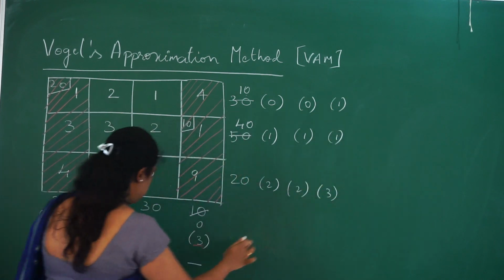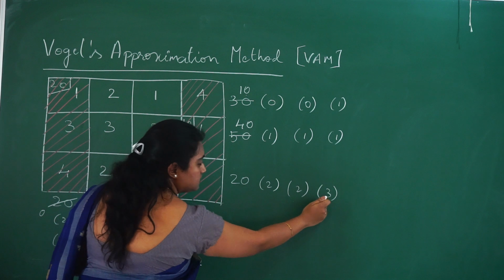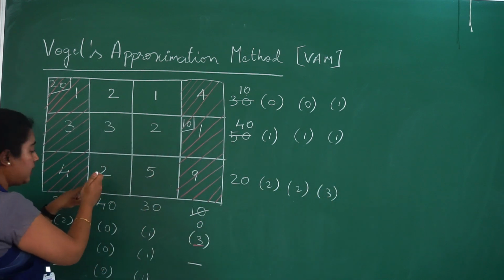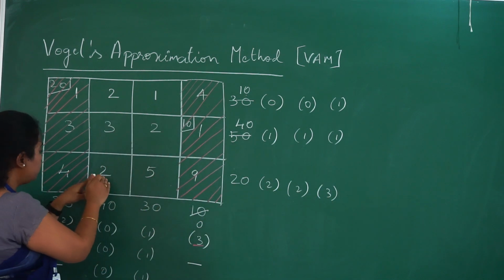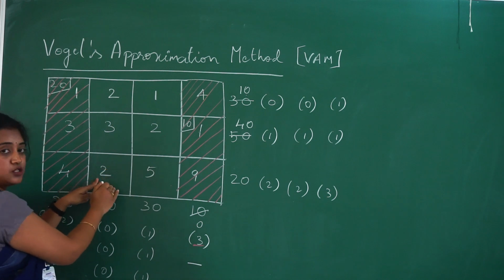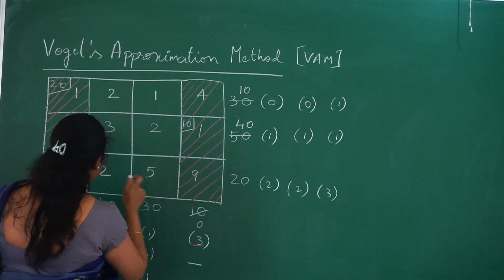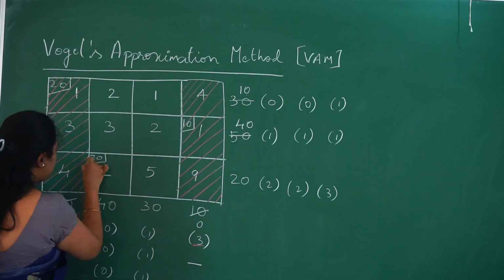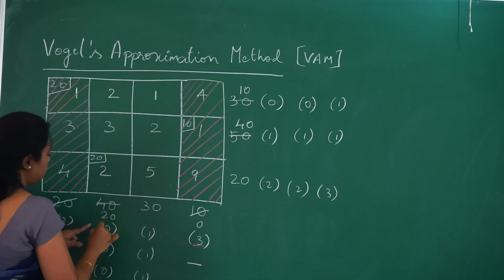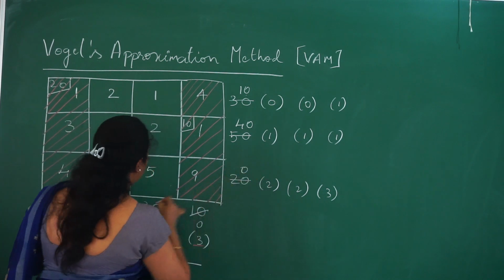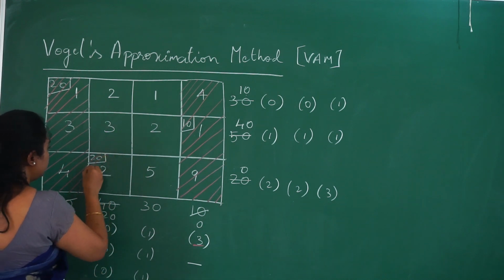So out of all these differences, 3 is the maximum. So I will choose this particular row, and in this 2 is minimum. So I have to make the allocation here. For this corresponding A and B is 40 and 20. So minimum is 20, I will write 20 here. So here the remainder is 20, and this becomes 0. So just close this particular row now.